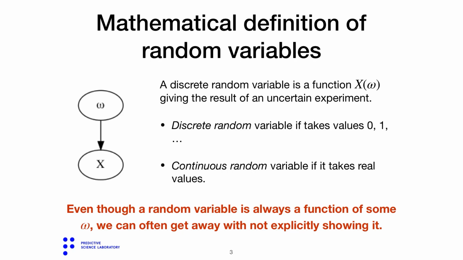Now, even though a random variable is always a function of some kind of omega, we can often get away without explicitly showing that dependence. And that's what we're going to be doing from this point on.